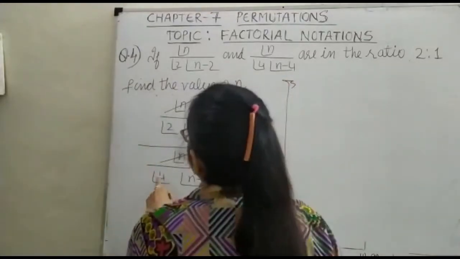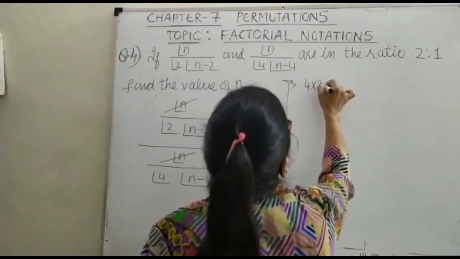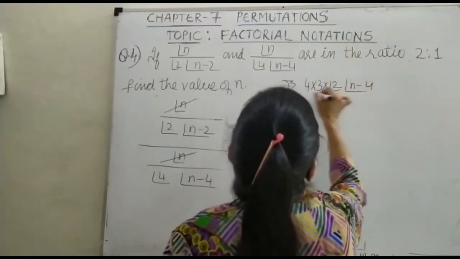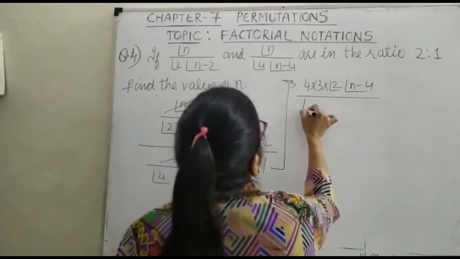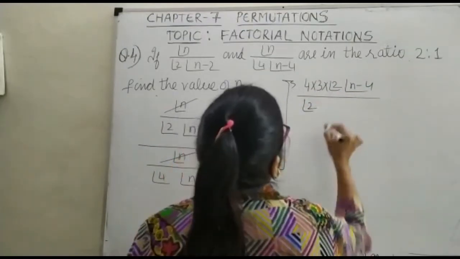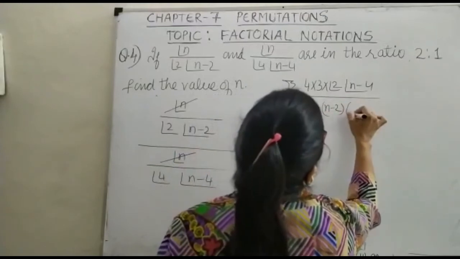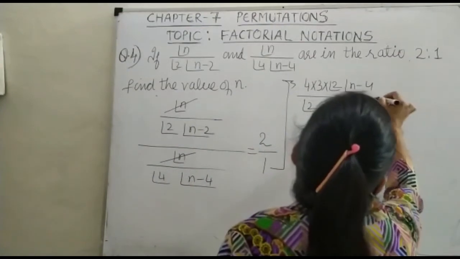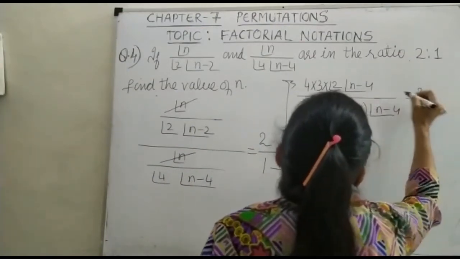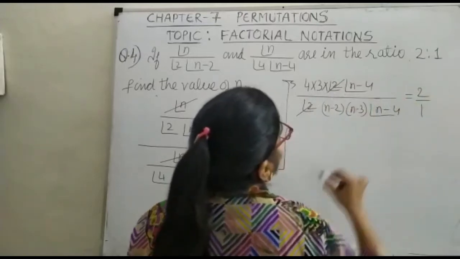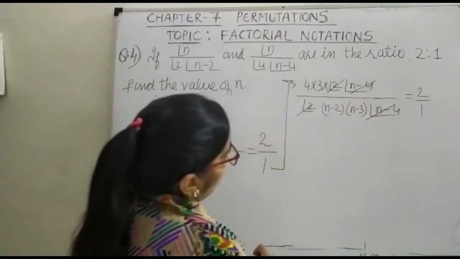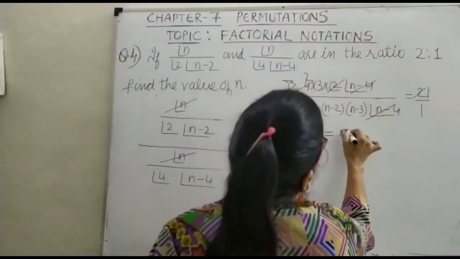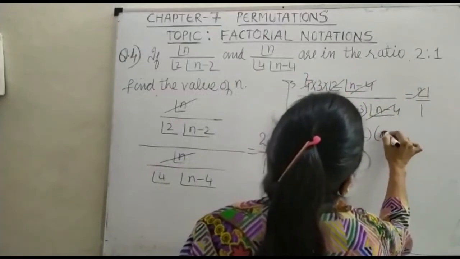Now, 4 factorial can be written as 4 into 3 into 2 factorial. This is your n minus 4 factorial upon 2 factorial. N minus 2 factorial can be written as n minus 2, n minus 3, n minus 4 factorial, and this is your 2 upon 1. You can see that 2 factorial and this n minus 4 factorial get cancelled. Here also 2 1s are, 2 2s are. So we are here with 6 is equal to n minus 2 into n minus 3.